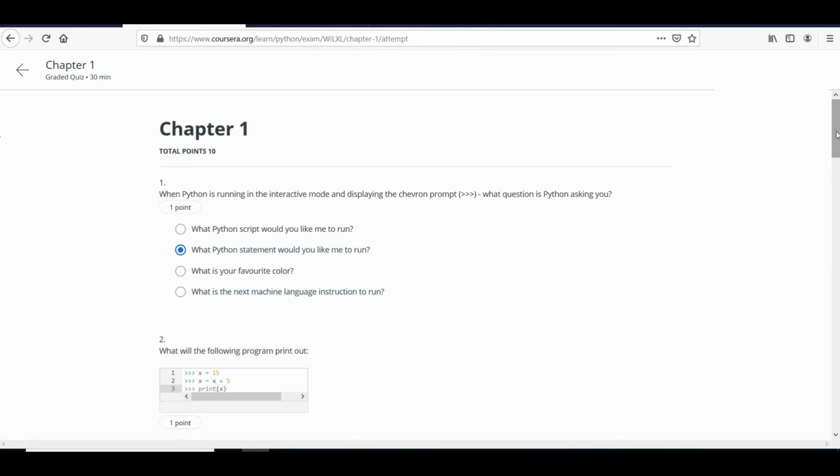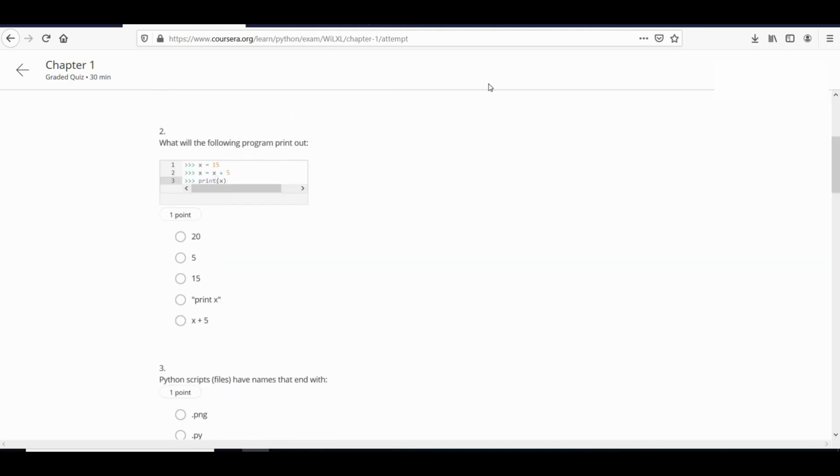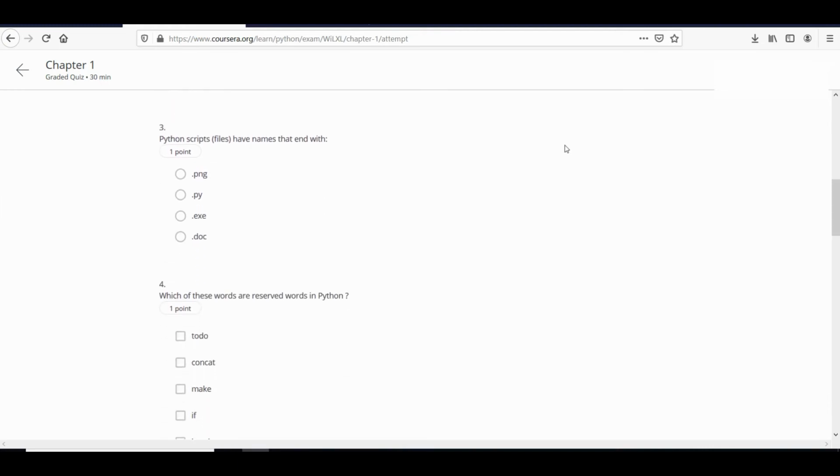Okay, moving on to the second question. What will the following program print out? X equals 15, x equals x plus 5, print x. Well, it'll print out 15 plus 5, so that'll be 20. Question 3. Python script files have names that end with .py.